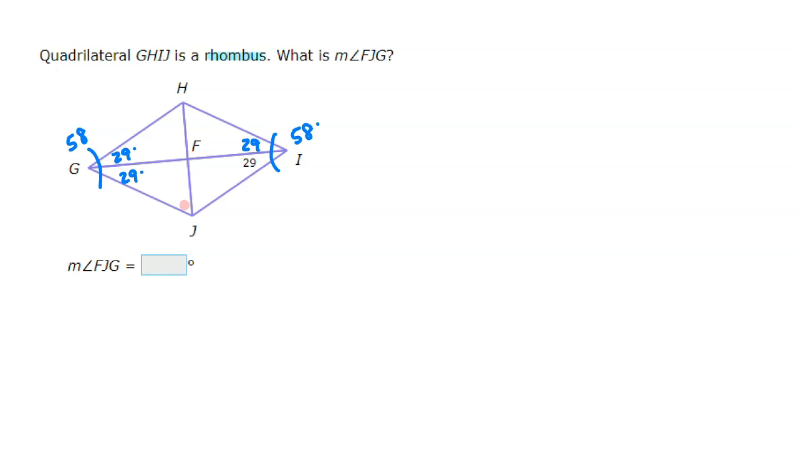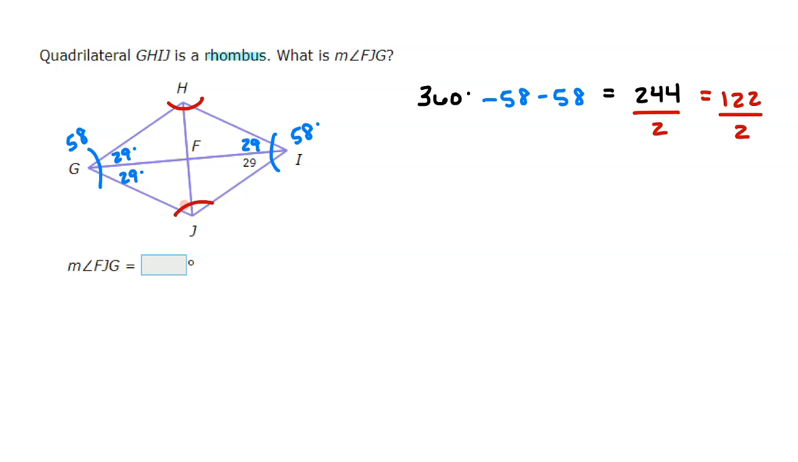Now, the sum of all angles in a quadrilateral of any kind, whether it's a parallelogram, specifically a rhombus, rectangle, anything, is 360 degrees. If we subtract out the two 58-degree angles, we can find out what part remains for our other two vertices, H and J. We have 244 degrees remaining, which will be split up equally among vertices H and J. That makes 122 degrees each. The diagonals bisect each of those angles, and so we will split the 122 once again equally into two congruent halves, and that means each of these angles will be 61 degrees.